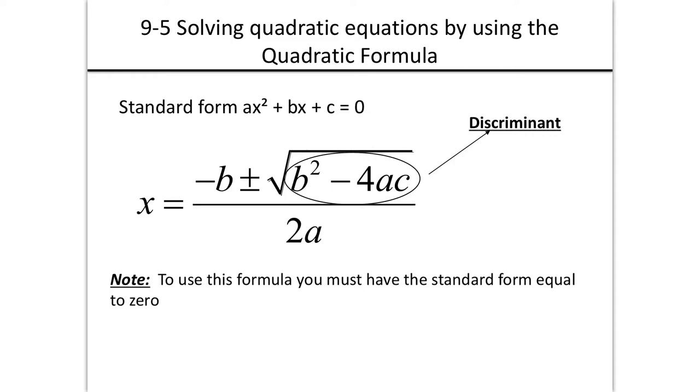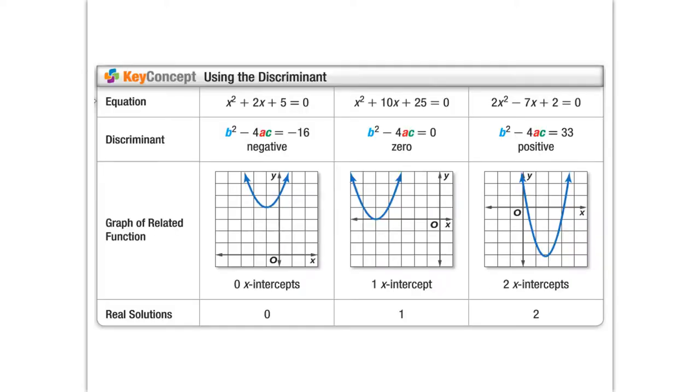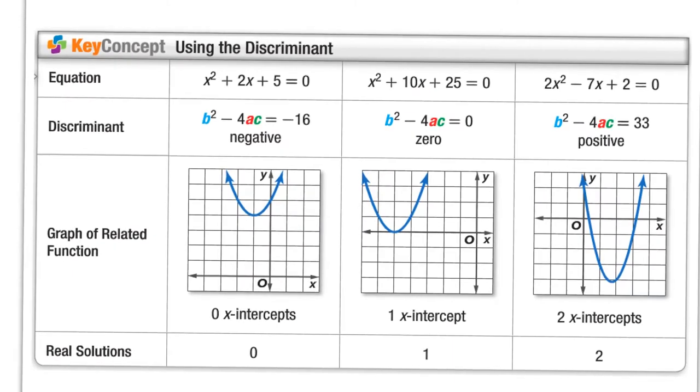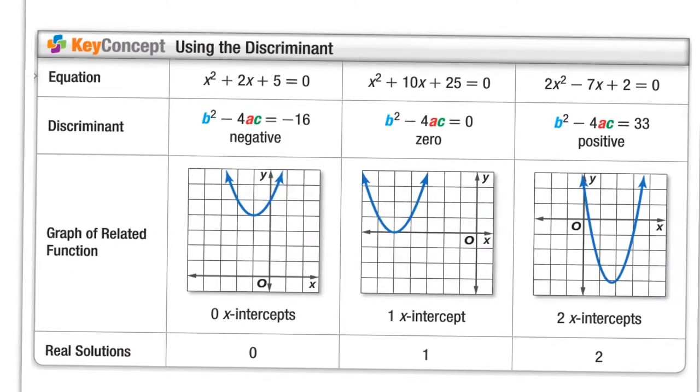But let's go ahead and talk a little bit more about the discriminant. Notice that I did circle the inside of the radical, not the square root itself, because the discriminant doesn't have a square root. So here I have the three options I just mentioned for the discriminant, and we have some examples to show you what's going to happen with the graph and how the discriminant helps us.